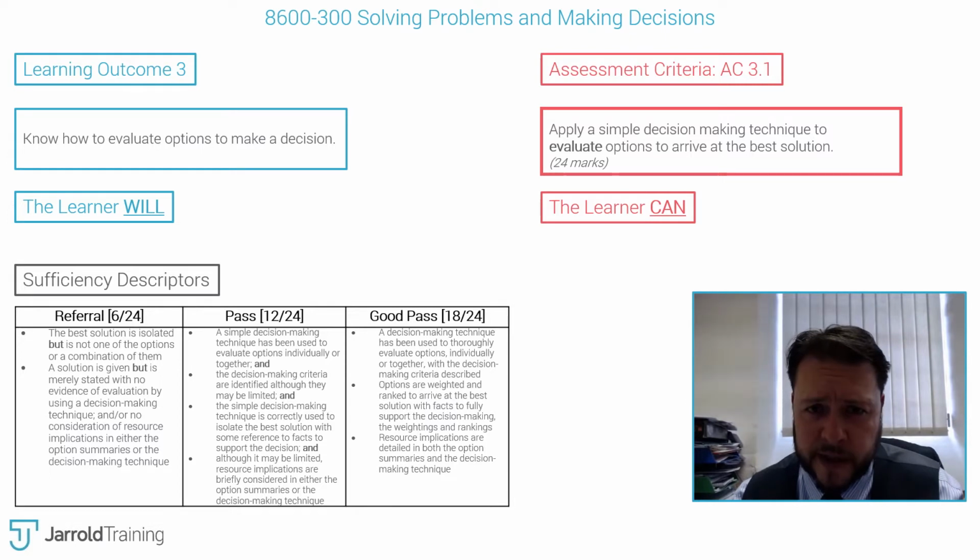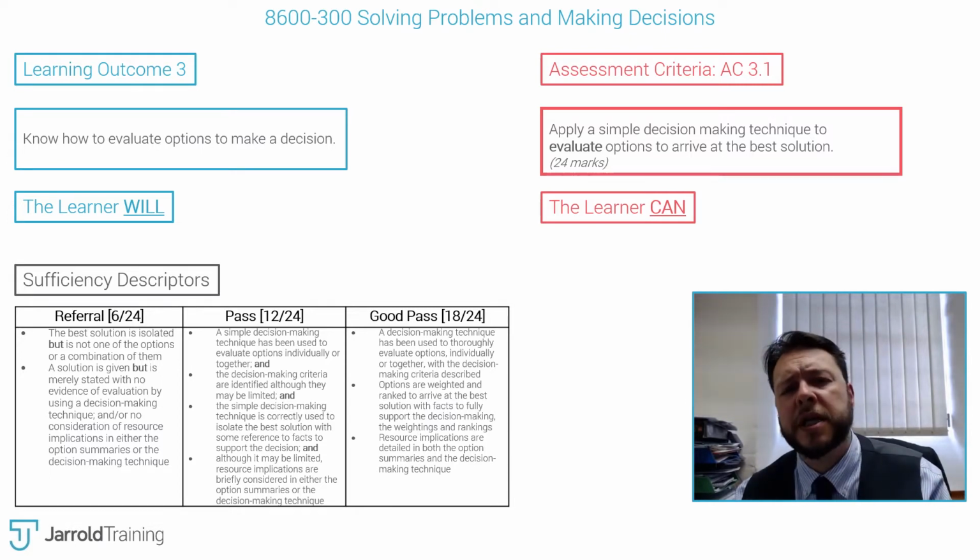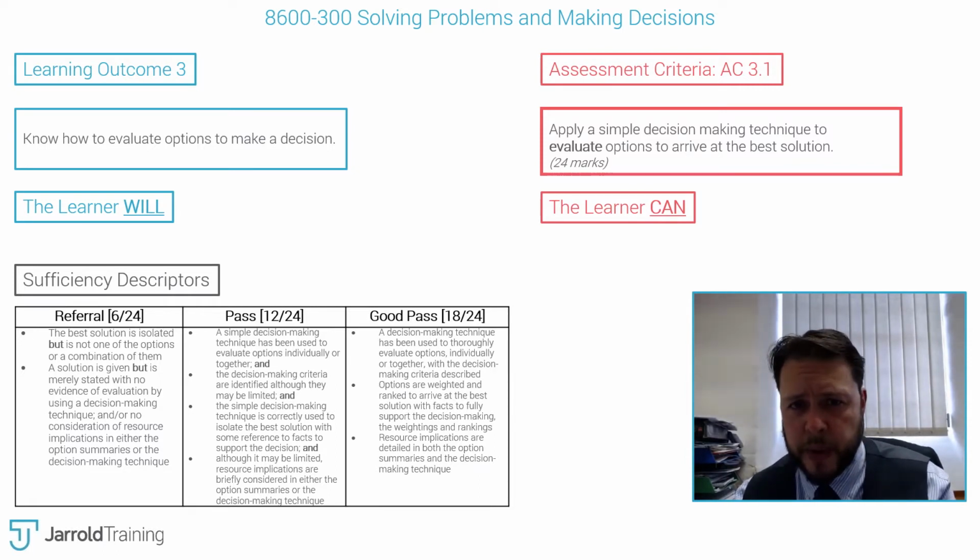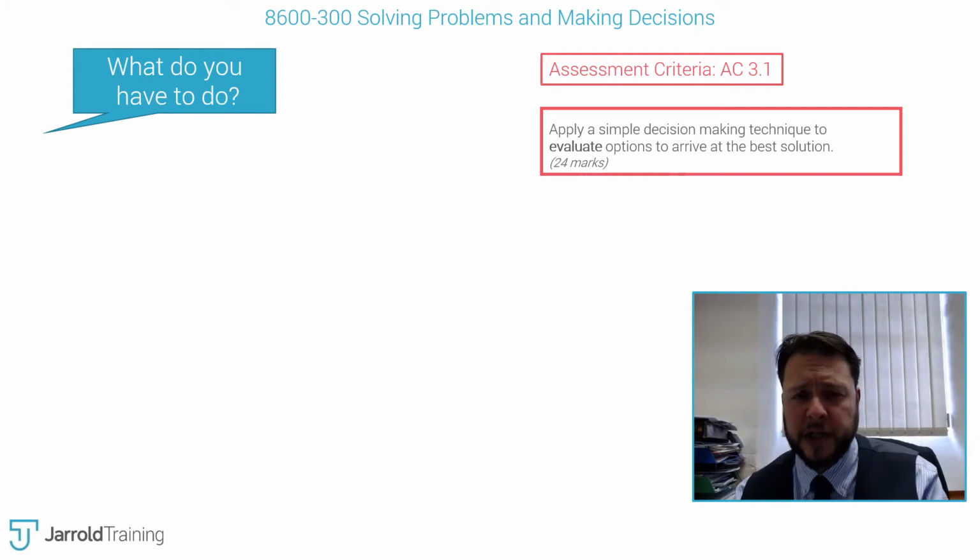Always go and look at the sufficiency descriptors, which you'll find on the mark sheet, which will enable you to look with more clarity on what will constitute a referral, a pass, and a good pass. So what do we actually have to do here?